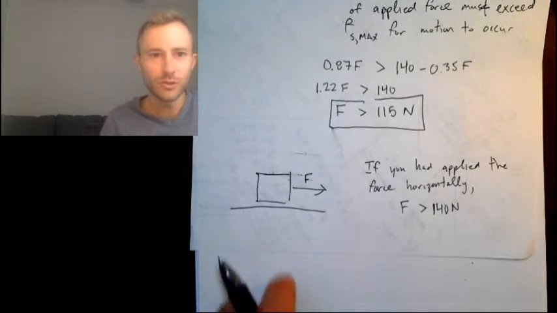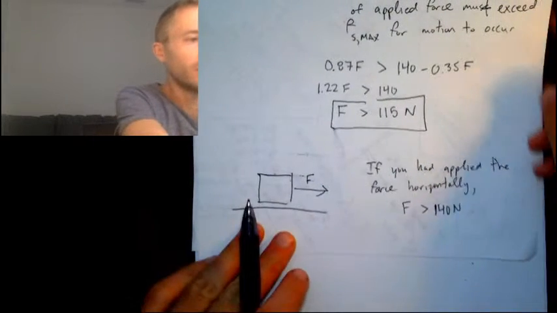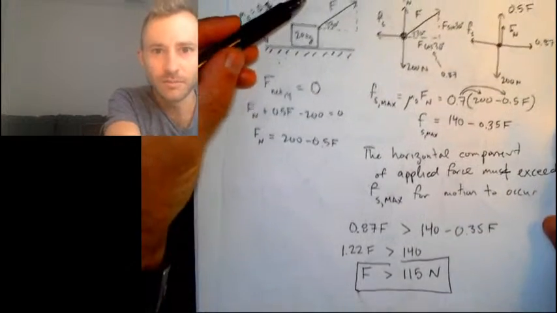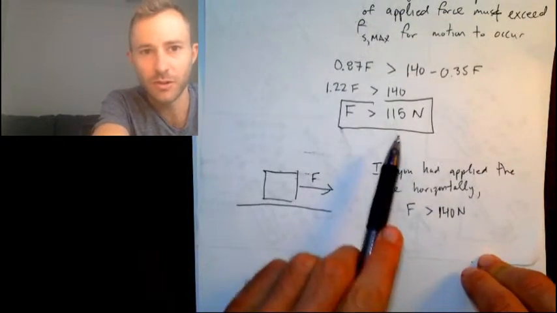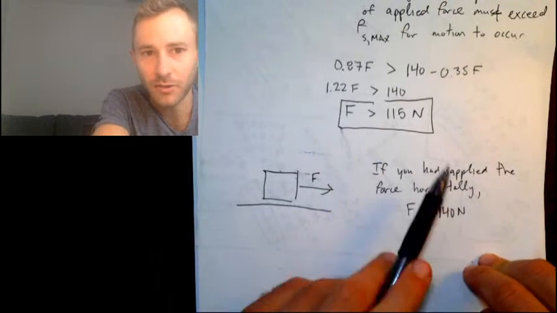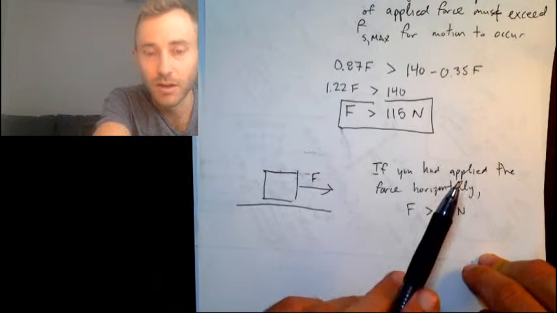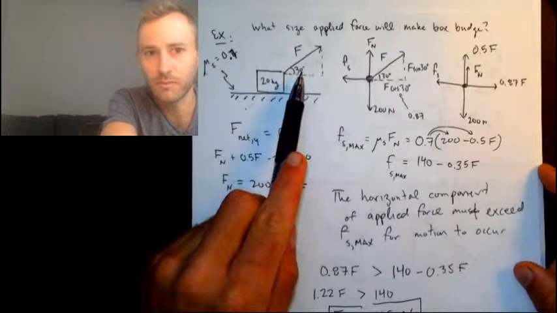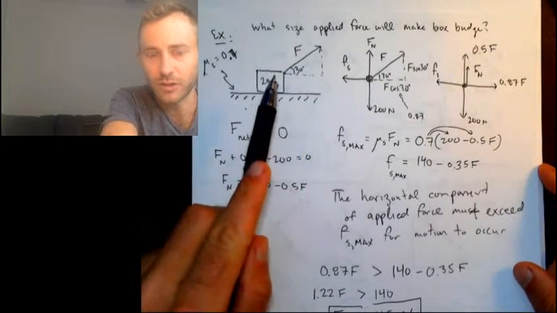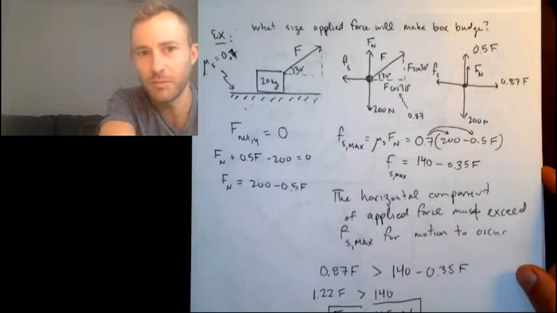Okay? So do you see, by pulling at an angle, you reduce the amount of force you have to apply to make the box budge. Why is that? It's because when you pull at an angle, you reduce the normal force, which reduces friction, which makes it easier to pull the box.